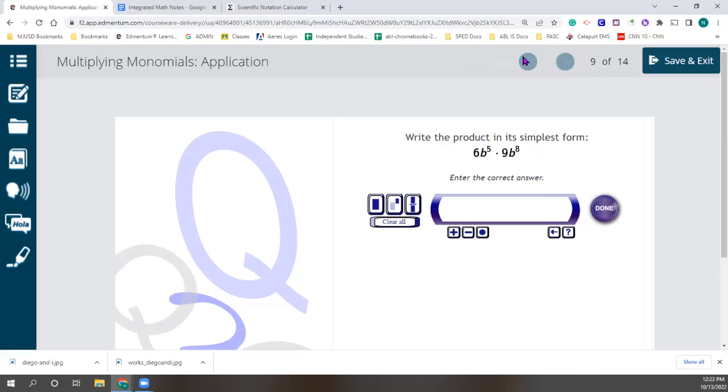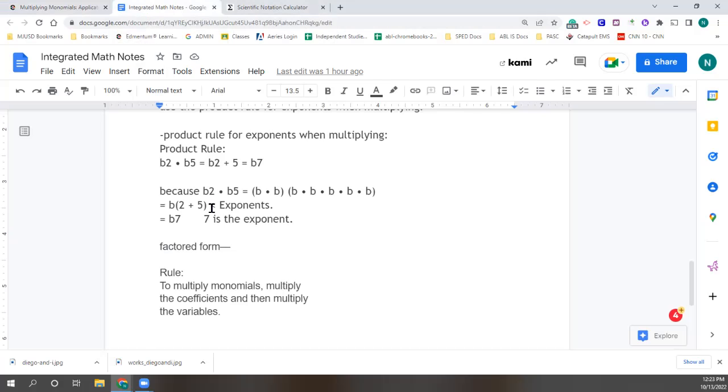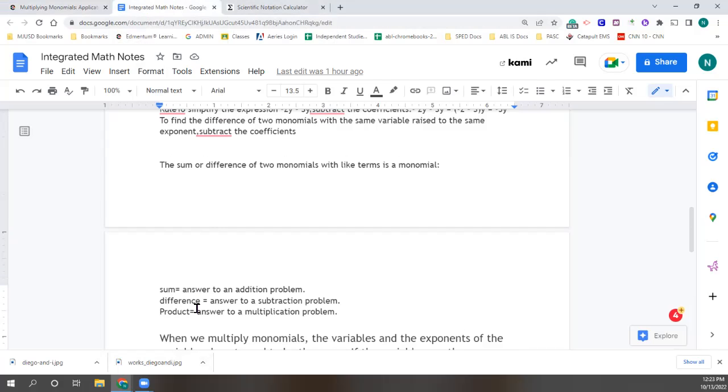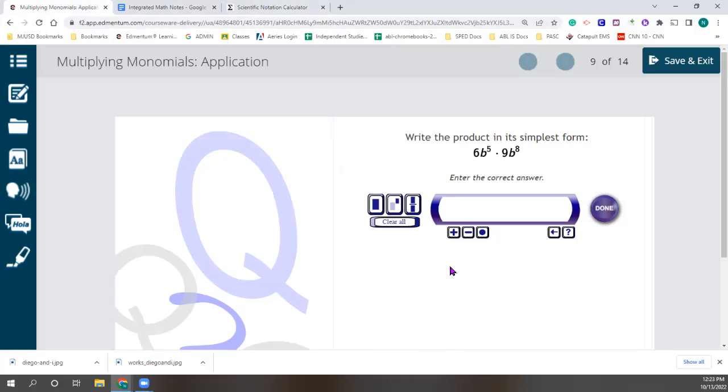Write the product. Uh-oh, how come I can't go back? I don't know. But product, do I know what product means? So watch this. Product equals the answer to a multiplication problem. Okay, cool. So I'm looking for the answer to the multiplication problem. Write the product in its simplest form.